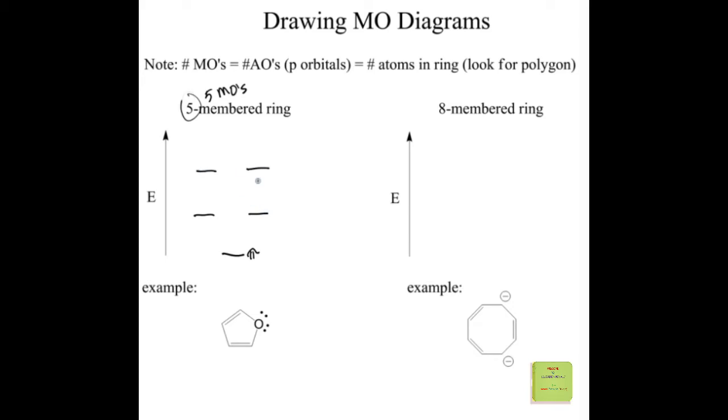Now with a 5-membered ring, it's a little tricky to know where the non-bonding line is, but it turns out it's right above this. So these 3 are pi molecular orbitals, and these 2 are pi star.